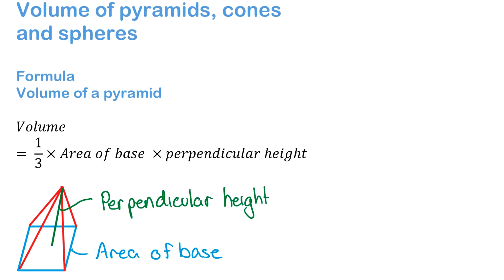Now remember, the perpendicular height goes from the center to the top. It's not the slanted height, which is on the side. On the pyramid you can see there, the red lines are your slanted height and your green line is your perpendicular height.